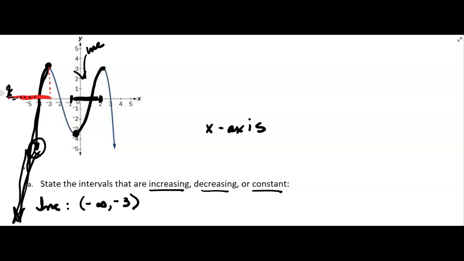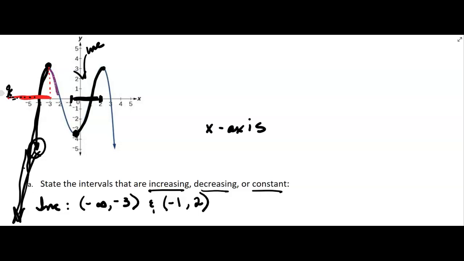So that interval there is increasing. So -1 to 2 is also increasing. Okay? So those were the increasing intervals. You're walking along the x-axis and you're saying which sections the curve is increasing. Okay, so I'm hoping this makes sense.